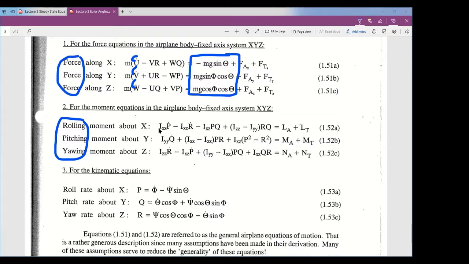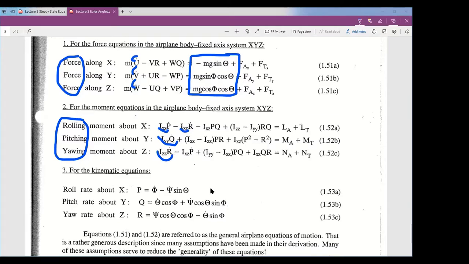But the IXX is a principal moment of inertia. So this is the roll equation for p dot. And this is a cross product, so it's usually a lot smaller, that IXZ. In fact, some of these cross products will drop out if we say the airplane's symmetrical about the XZ plane. This is obviously the pitching moment equation because there's the IYY, and the yawing moment equation because there's the IZZ.